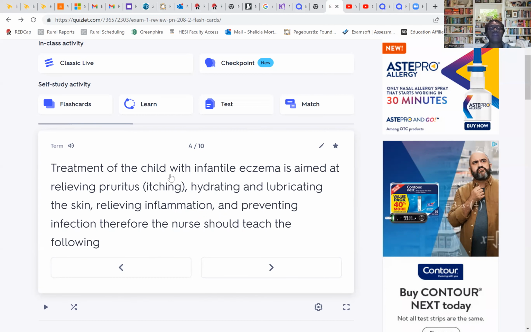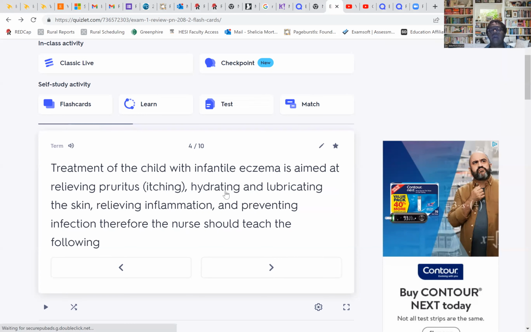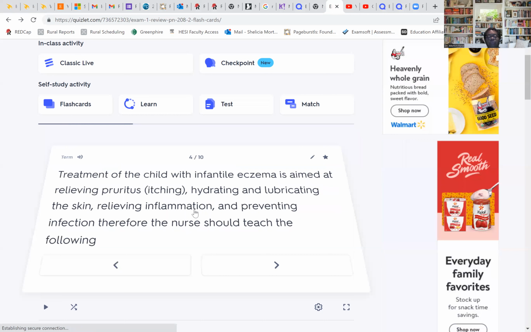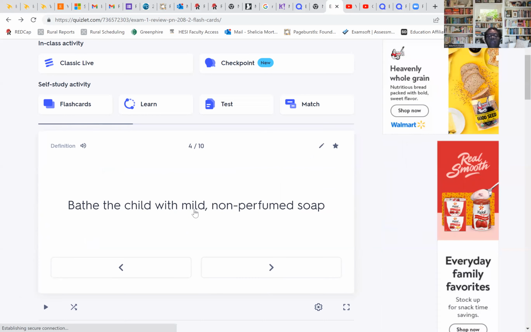Treatment of the child with infantile eczema is aimed at relieving the pruritus or the itching, hydrating, lubricating the skin, relieving inflammation, and preventing infection. Therefore, the nurse should teach the following. So our focus is treatment of a child that has eczema. You want to bathe the child with mild, non-perfumed soap.